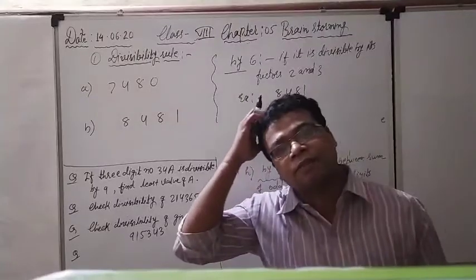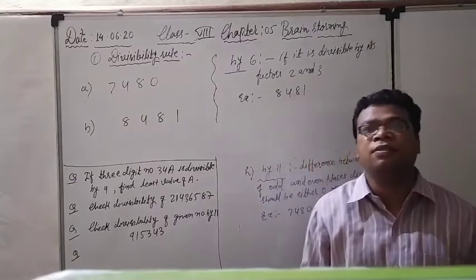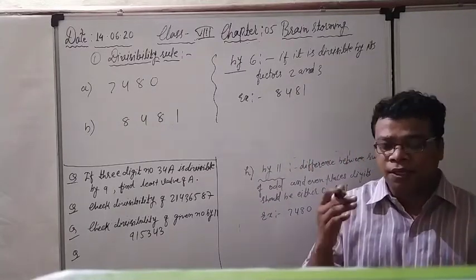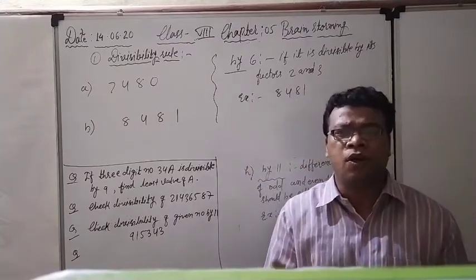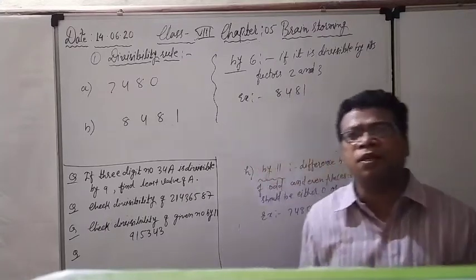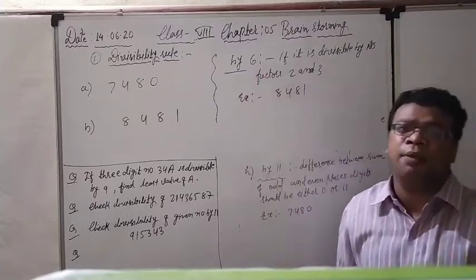Welcome back again. We have started class 8th, chapter 5, the brainstorming chapter. In my last lecture, I told you about the divisibility rules of some of the numbers. Still, two numbers are left behind that we have to see right now. First, we have to consider the divisibility criteria by 6.